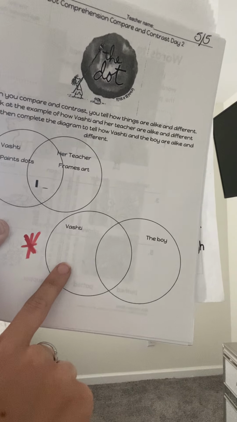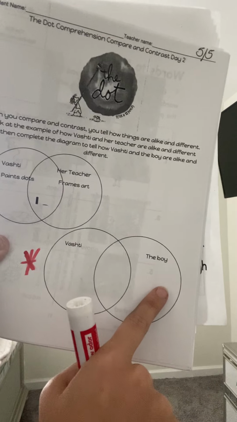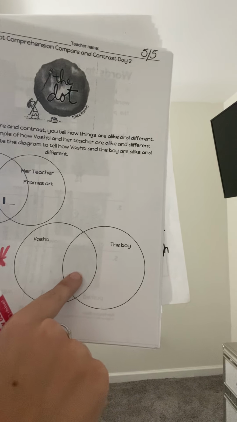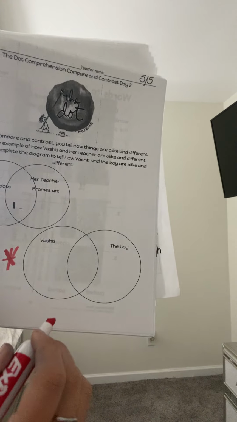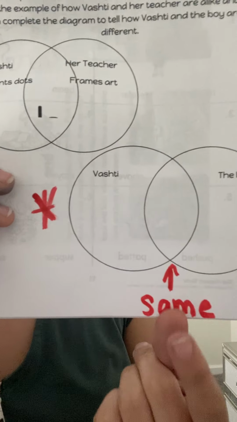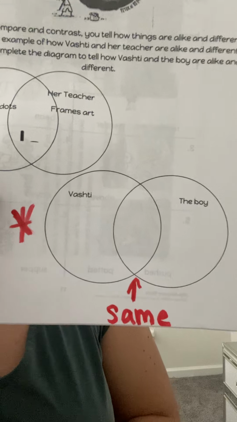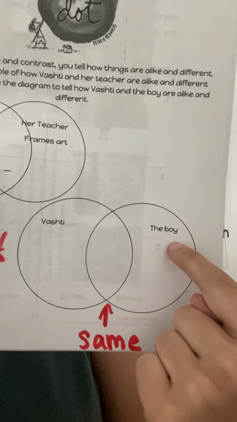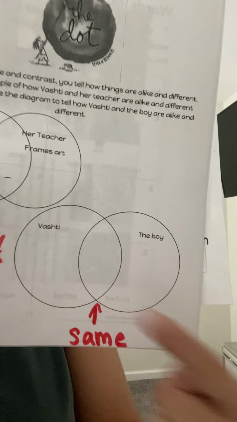So you need to tell me something that she does down here and then something the boy does down here and then something that they both do right in the middle. So again, draw a little line in the middle and write same. Because this is where they do the same thing. It goes in this dot right there. So what did she do in the story? Just tell me something. What did the boy do in the story? And what did they both do? Okay. All right. If you have any questions on that, let me know.